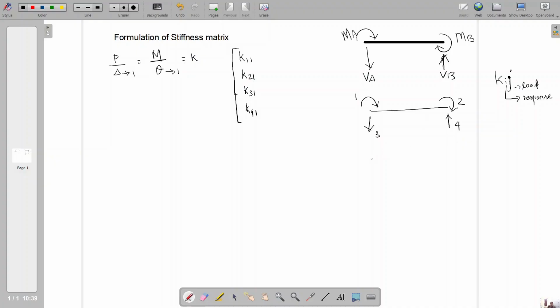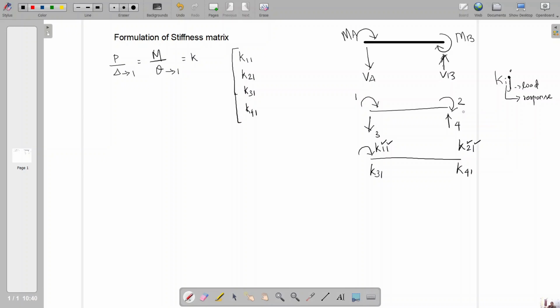I can draw the diagram as follows. K11 means you are applying a unit rotation at 1 and you are measuring or observing the response at 1. And here it is K21, you are applying a unit rotation at 1 and you are measuring or observing the response at 2. Similarly, you have to find the responses in all the given coordinates. I say given coordinates because they can even omit some of the coordinates from this diagram and still ask you to form the stiffness matrix.